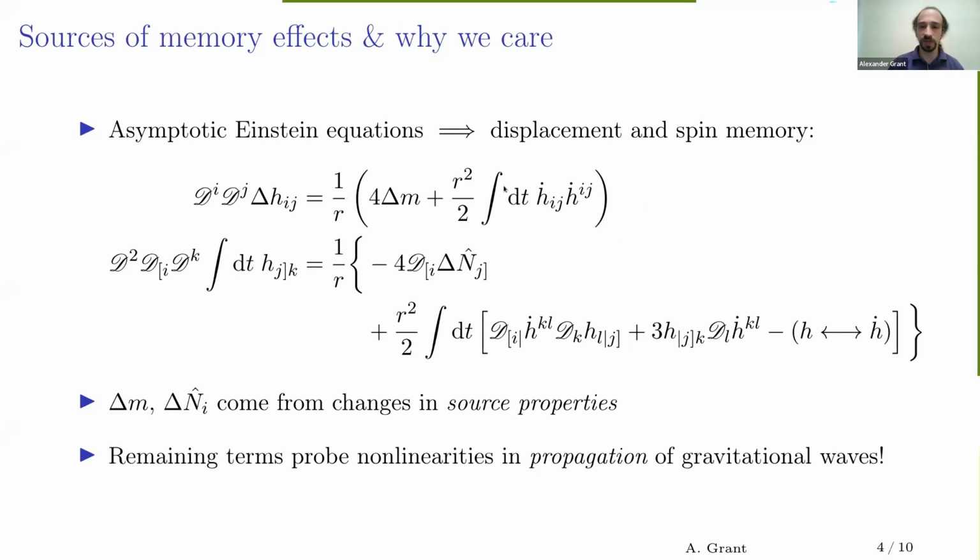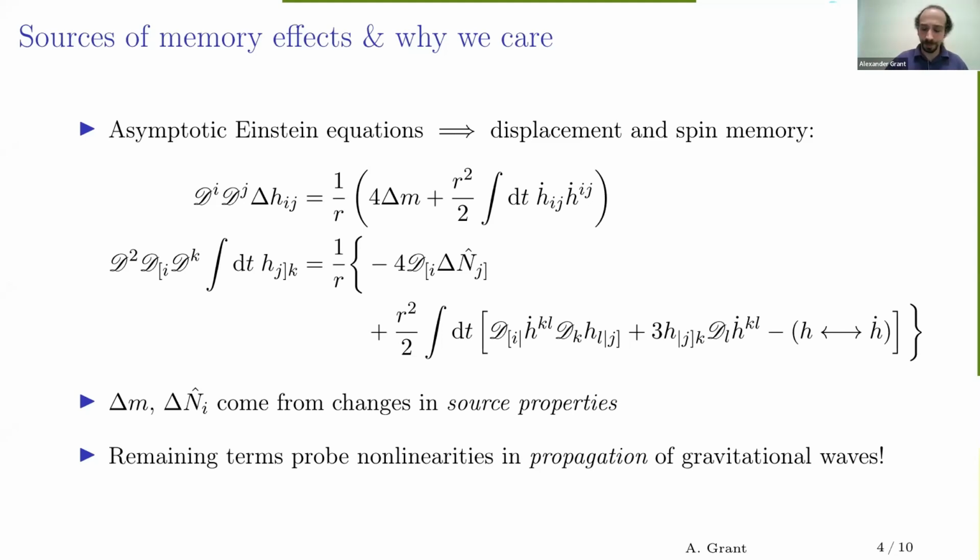And there are also pieces that are quadratic in the gravitational wave amplitude. And these probe nonlinearities in the propagation of gravitational waves. So it's really testing the strong field regime, but not the strong field in the sense of a binary merger, where there's strong field gravity. It's actually strong field as the gravitational waves are propagating out to infinity.